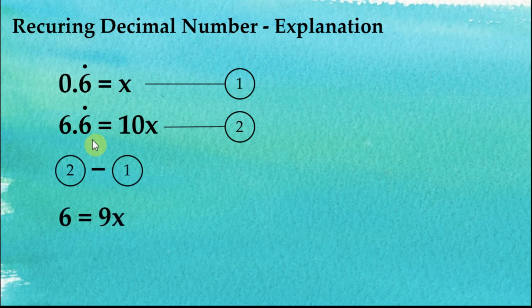Okay, and these two are simultaneous equations, and let's take the second equation, subtract the first equation. So to the left, 6.6 minus 0.6, we have 6, and 10x minus x, we have 9x, and therefore x is equal to 6 over 9. So this example shows that 0.6 recurring is equal to 6 divided by 9. You can prove all the other conversions of the recurring decimals by using the same method. You can try it by yourself, okay?